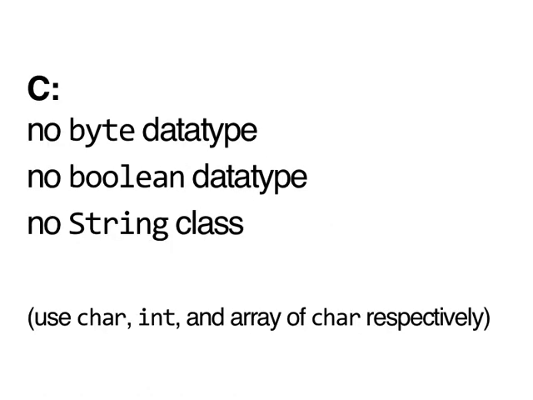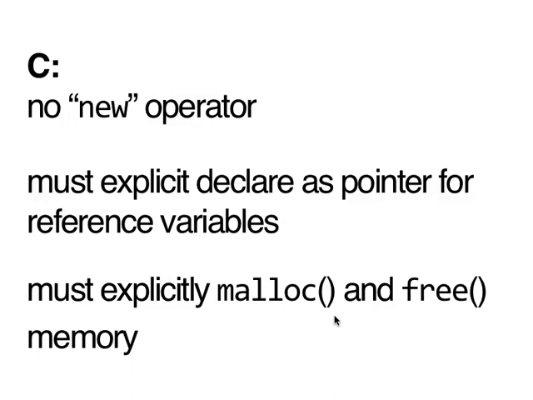The second difference is that there are certain data types you are familiar with in Java that are not available in C. For example, there's no byte data type, there's no boolean, and there's no string class. And for each of these, you can use character, integer, and array of character respectively.